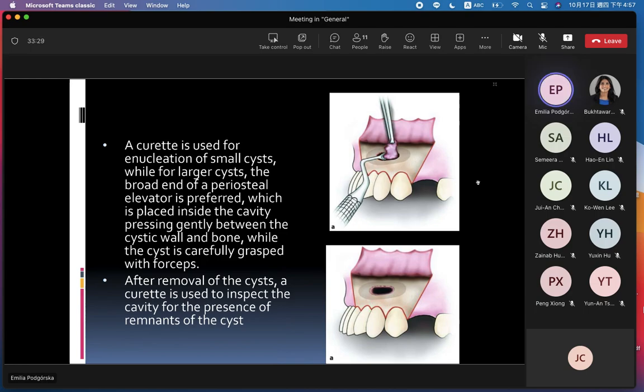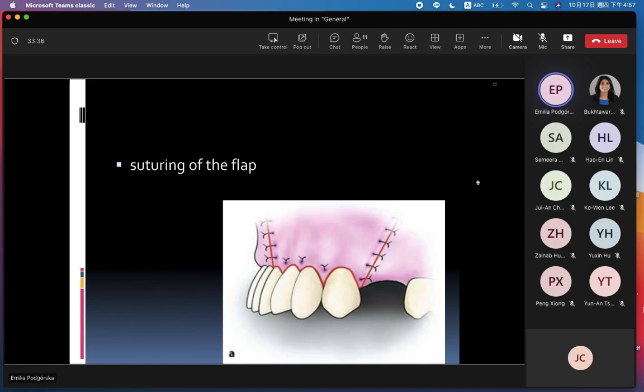So the cavity must be clear. We can't leave anything. And then flushing and suturing of the flap.